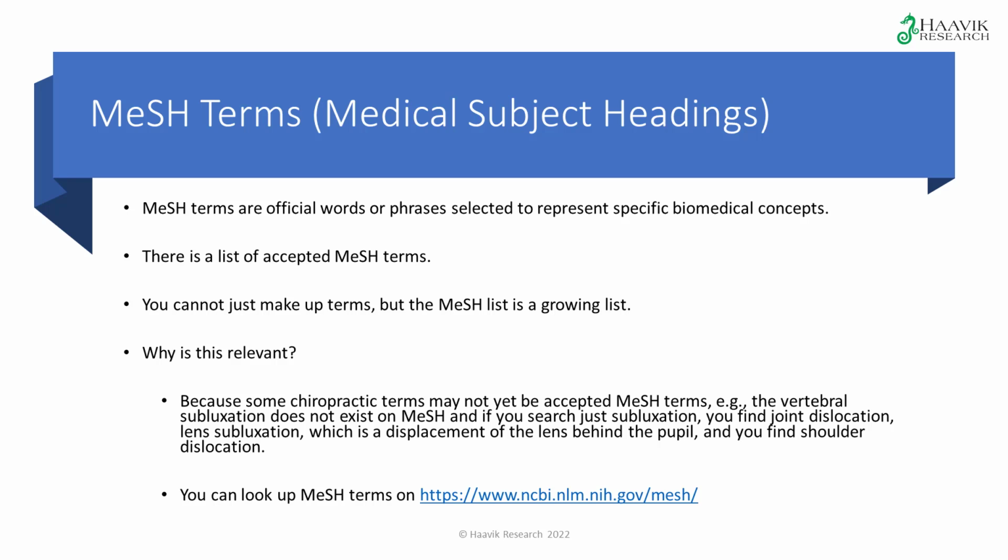You find things like joint dislocation and lens subluxation, which is a displacement of the lens behind the pupil, and shoulder dislocation. You don't find our version of what a vertebral subluxation is, which is a real shame and a real problem. So hopefully with time this will evolve and change, but just be aware that there is such a thing as an acceptable list of medical subject headings that can go in as search terms for journal articles. Doesn't mean you can't use the word vertebral subluxation in an article, but you can't put it as a MeSH term because it's not an official MeSH term yet.